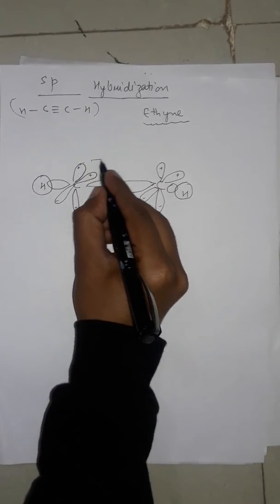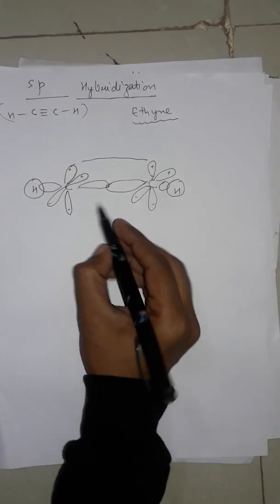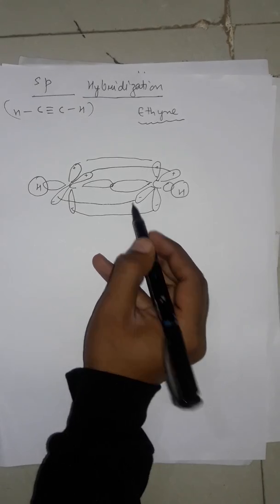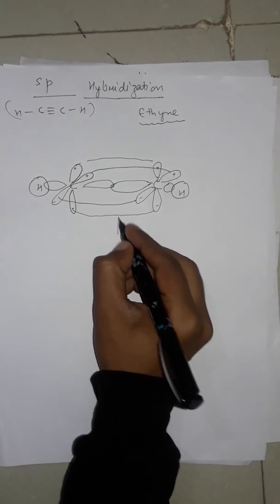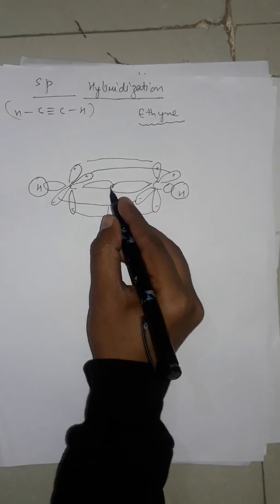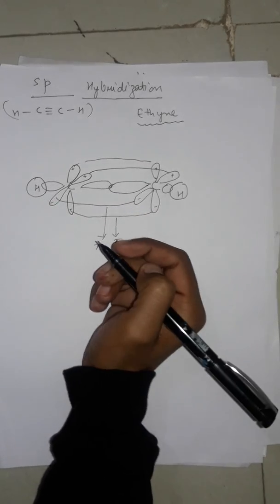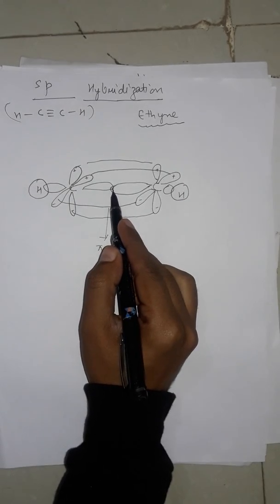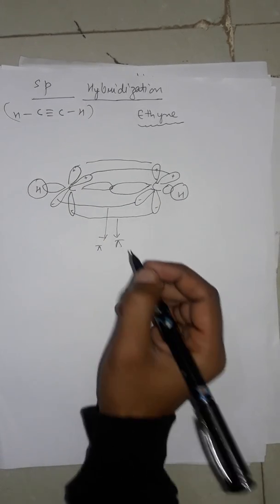So it will overlap sidewise. It will overlap sidewise, and this also will overlap sidewise. So there are two sidewise overlaps. That's why there are two pi bonds. This and this are also pi bonds. Here is a sigma bond, here is a sigma bond. So the number of sigma bonds is 1, 2, 3 sigma bonds in total and 2 pi bonds.